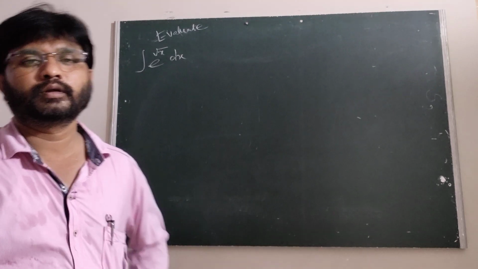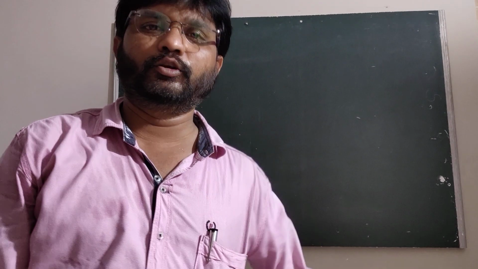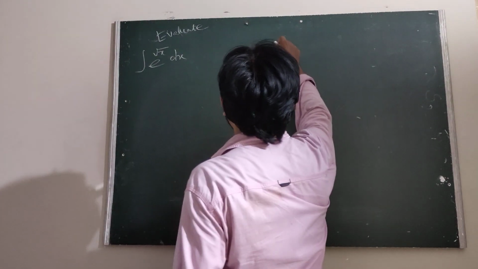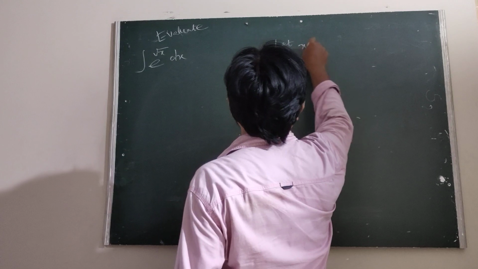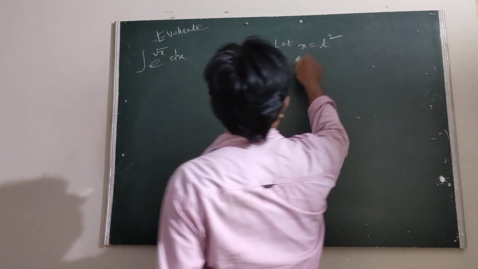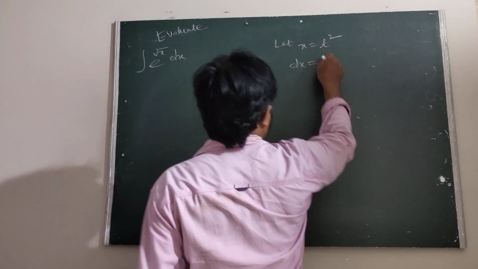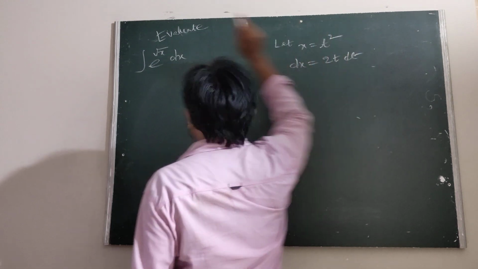Evaluate the integral e power root x dx. Let x equal to t square. Differentiating on both sides, dx equal to 2t dt.